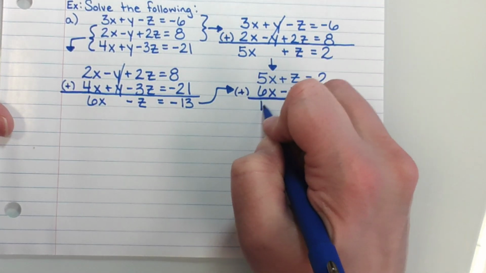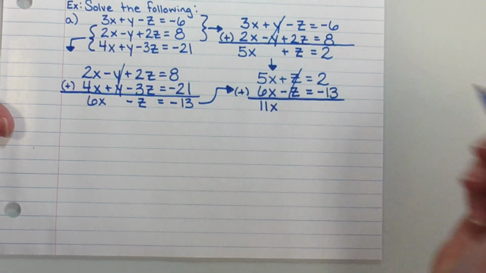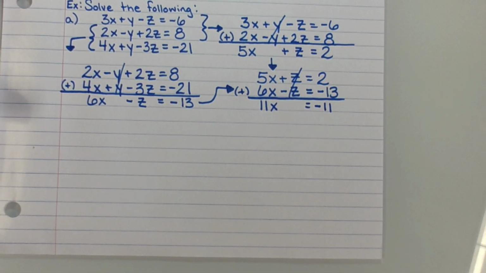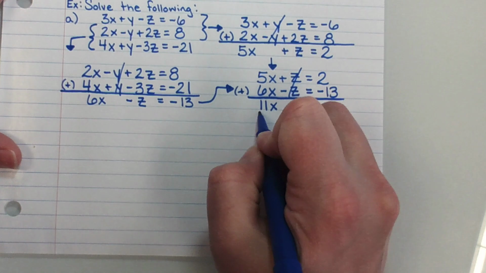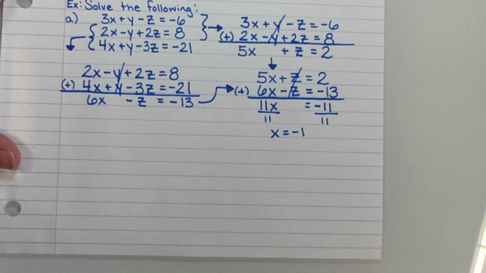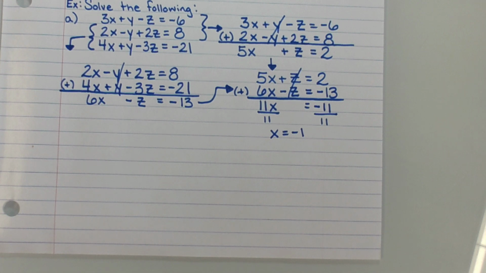5x plus 6x is 11x. Z plus a negative z cancels out. 2 plus a negative 13 is a negative 11. Divide by 11 and x is equal to a negative 1. If I was solving a system of equations in 2 variables, I wouldn't be done. If I'm solving a system of equations in 3 variables, I'm definitely not done. I need my other variables.